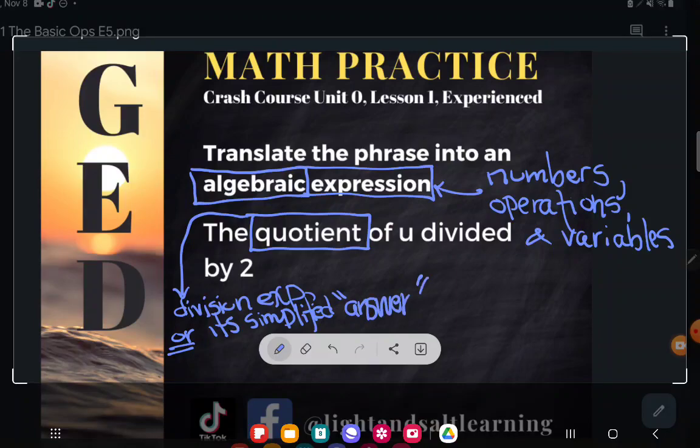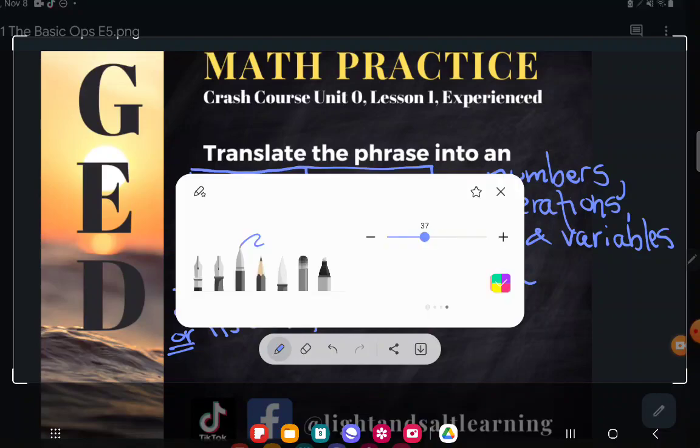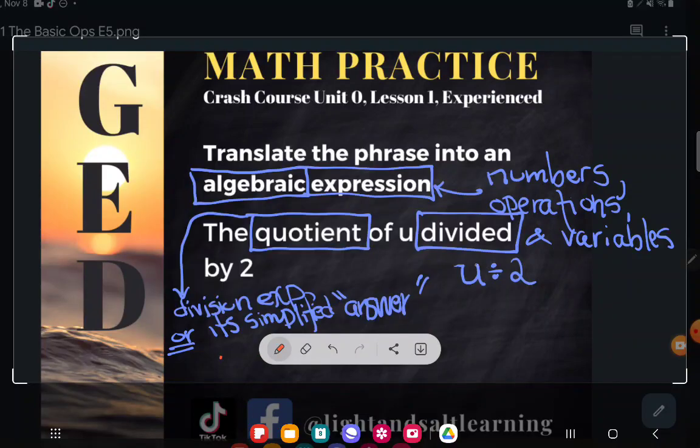Okay, so that might have been obvious though, because look at the wording here. The quotient of u divided by 2. Order matters in division. So I needed to use a word there so you knew which number was getting divided by which other number. Now, you could technically write it this way, u divided by 2. That's the division expression. There it is, u divided by 2. Nice. But you're probably not going to see it that way on the GED. So it's not wrong, okay? It's just the way we write in elementary school.